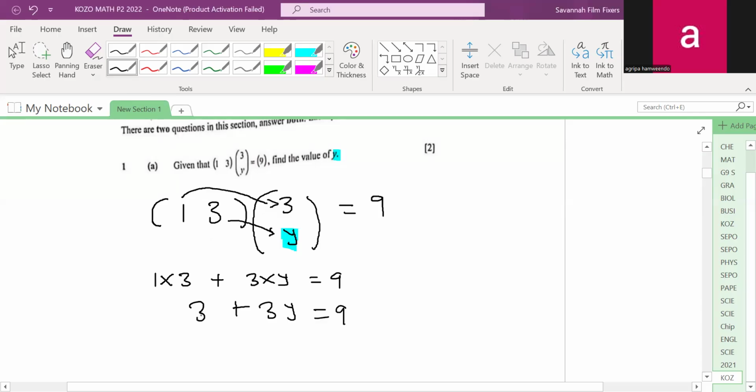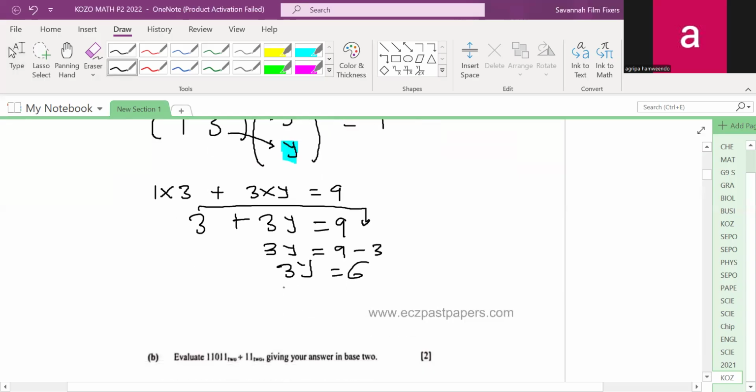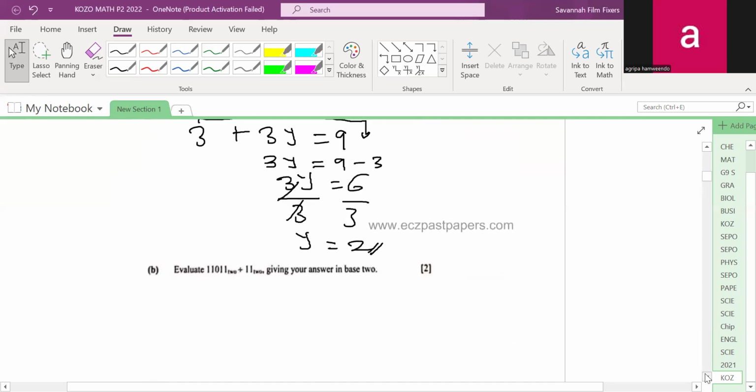to 9. So this becomes a linear equation. So this has to cross the equal sign and become negative. So this will be 3y is equal to 9 minus 3. So 3y will be equal to 6, right? So we'll divide both sides by 3 and y will be equal to 2. Is that okay? Yes, it is very much okay. All right. So let's move on to question B.